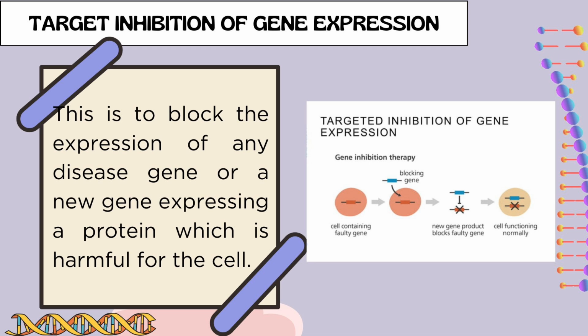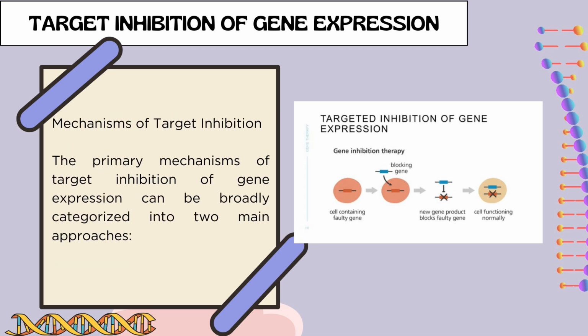To sum up the step-by-step procedure of gene inhibition therapy, it is essential for us to know for the safe, effective, and reproducible gene inhibition therapy. And also, i-ensure din yung control, precision, at nagkakaroon ng better understanding sa process ng gene inhibition therapy. Mechanism of target inhibition. The primary mechanism of target inhibition of gene expression can be broadly categorized into two main approaches.